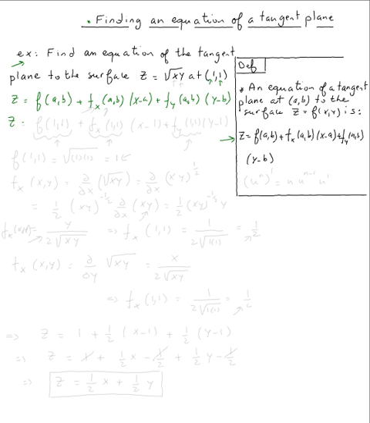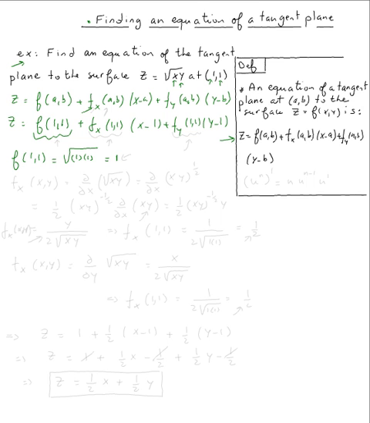So the z should be f of 1, 1 plus partial derivative with respect to x of 1, 1 times x minus a, which is 1, plus partial with respect to y of 1, 1, and then y minus b happens to be 1. So what's the first thing we need to do? First we need to find f of 1, 1. Just plug 1 into x and into y, into the function. So this would be square root of 1 times 1, which is square root of 1, which is just 1.